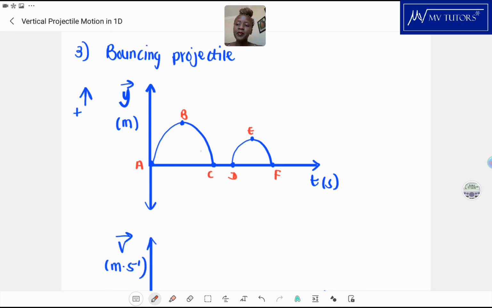Okay. And then when this ball exerts a force on the ground, the ground also exerts an equal but opposite force on the ball, which propels it upward again. But because it lost that energy between C and D, the bounce is much less. The height of the ball is much less, and it goes on and on until it eventually reaches rest.